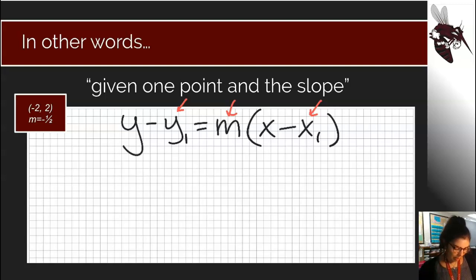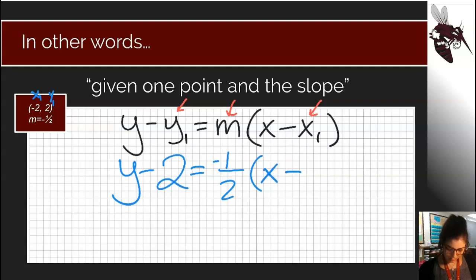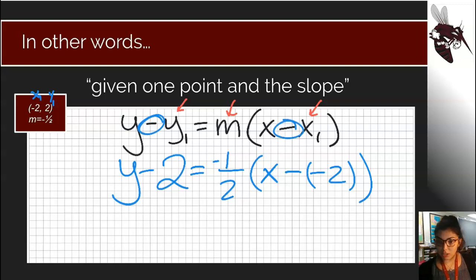Well, I'm given a point here on the side. I'm given -2 and 2. That's my x and y, and I'm also given my slope, which means all I have to do is put those pieces where they belong. Sorry, I labeled this wrong. This is x and y. y minus y1 equal to m times x minus x1. Now the minus sign is already in this formula, here and here, so I cannot change that part.